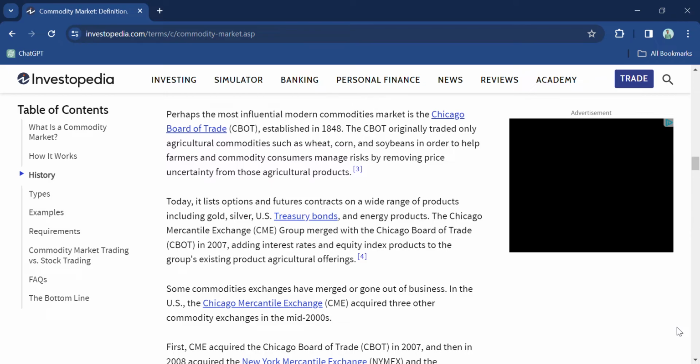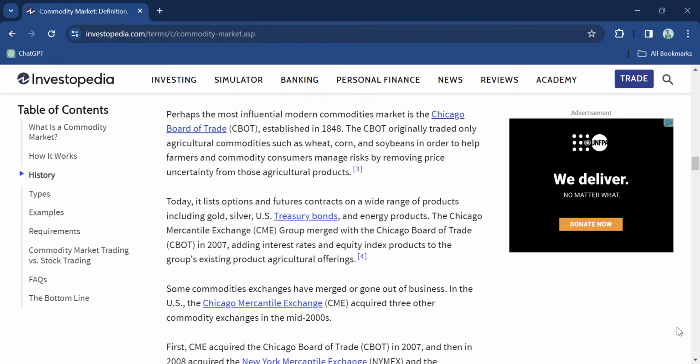Perhaps the most influential modern commodities market is the Chicago Board of Trade (CBOT). Established in 1848, the CBOT originally traded only agricultural commodities such as wheat, corn, and soybeans in order to help farmers and commodity consumers manage risks by removing price uncertainty from those agricultural products. Today, it lists options and futures contracts on a wide range of products, including gold, silver, US treasury bonds, and energy products.